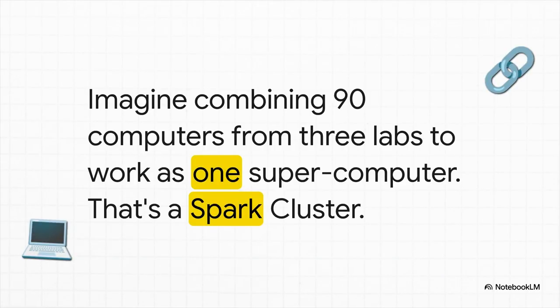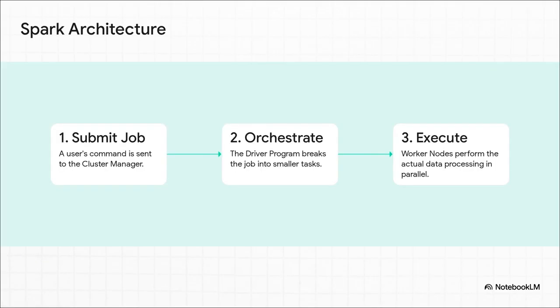To get how Spark works, think about it like this. Imagine you're back at university, and there are 3 computer labs, each with 30 computers inside. Now, what if you could magically link all 90 of those machines together so they acted like one giant supercomputer? That's basically a Spark cluster. It lets you chop up a huge task and have all those machines work on a little piece of it in parallel. And the way the cluster coordinates everything is kind of like a 3-step dance.